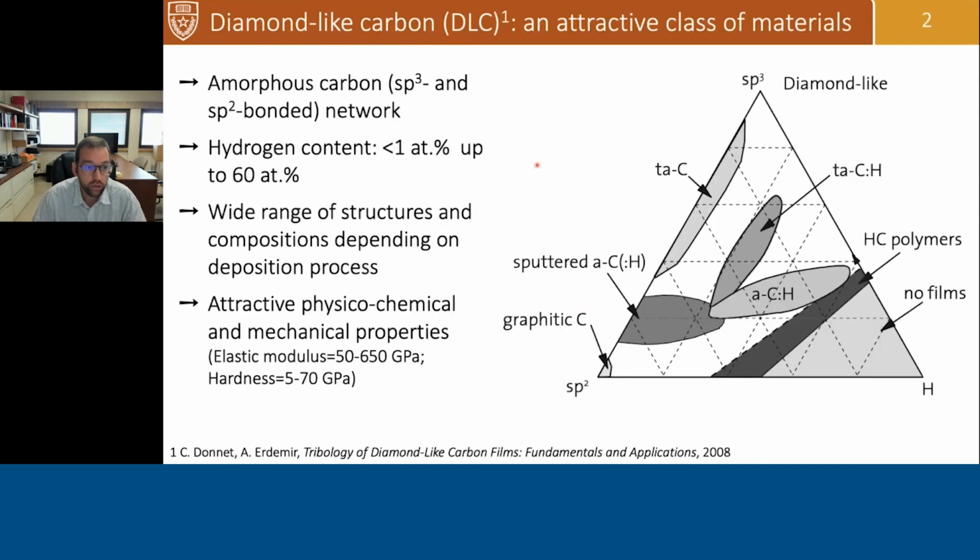So for those of you who are not familiar with the term diamond-like carbon, this term refers to a broad range of materials which usually consist of an amorphous carbon network. The usual way of representing these materials is through the so-called pseudo-ternary phase diagram, which you see on the right-hand side of this slide. At the corners of the ternary phase diagram, we see sp2 carbon, as in graphite, sp3 carbon, as in diamond, and hydrogen.